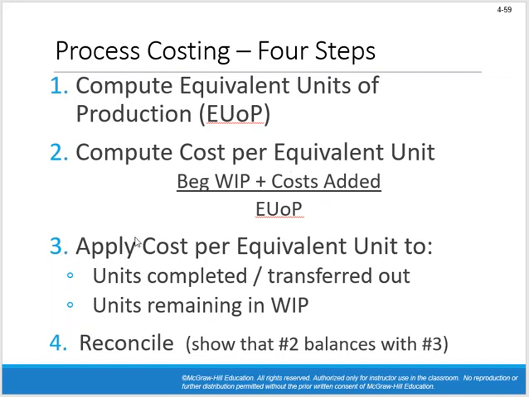Then step 3, we're going to apply that cost per equivalent unit to the units completed and transferred out and the units remaining in WIP. Again, we want to keep things separate for materials and conversion up until the end of step 3, where we'll finally add those numbers together. And then finally, step 4, we're essentially going to reconcile, showing that all of our costs that we accounted for in step 2, materials and conversion, balance out with everything that we applied to our units transferred out and our ending WIP in step 3. So we want to show that everything's been accounted for.